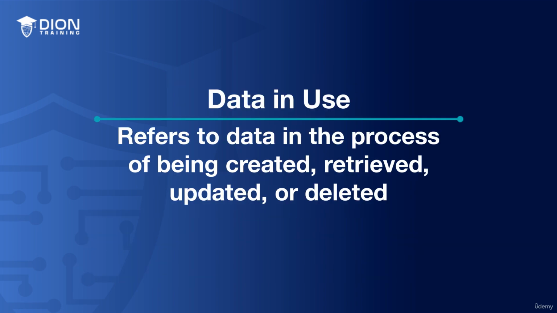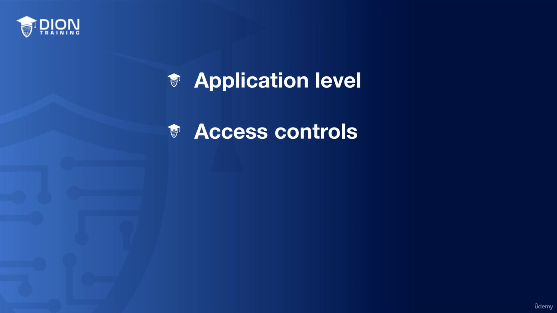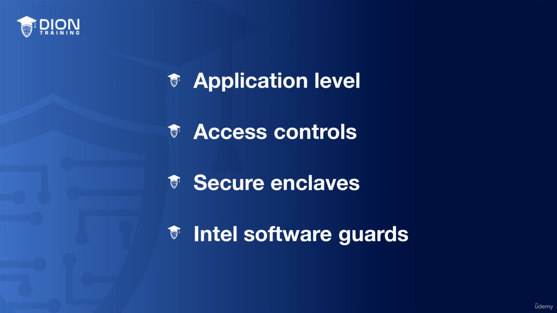Finally, data in use. Data in use refers to the data in the process of being created, retrieved, updated, or deleted. In other words, it's data that is actively being processed. While this state is often overlooked, it's just as vulnerable to threats as the other states. Securing data in use is challenging because the data must be decrypted to be processed. Techniques such as encryption at the application level, access controls, and secure enclaves where data can be processed in a protected, isolated environment are commonly used. Also, some mechanisms like the Intel Software Guard are able to encrypt data as it exists in memory so that an untrusted process cannot decode the information.